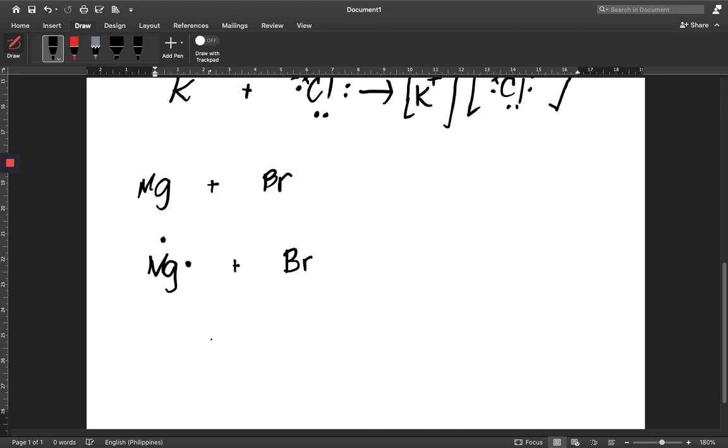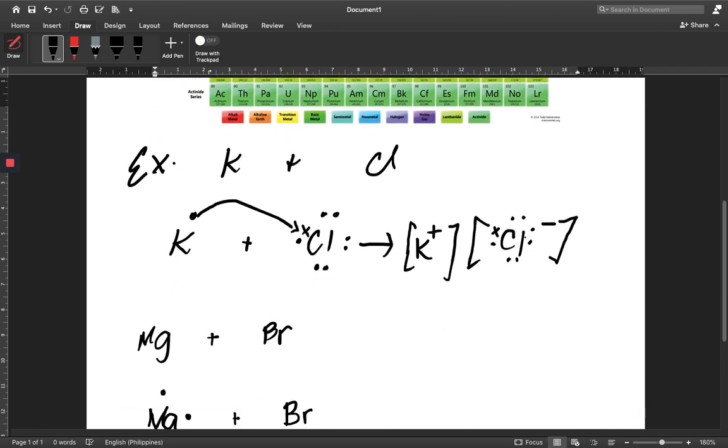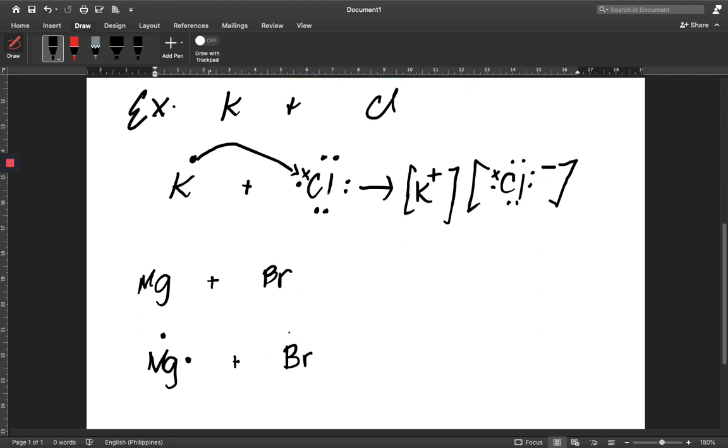How many valence electrons are there for bromine? It belongs to group number 7, 7A, right? So there must be 7 valence electrons for bromine. This is 1, 2, 3, 4, 5, 6, and then 7.